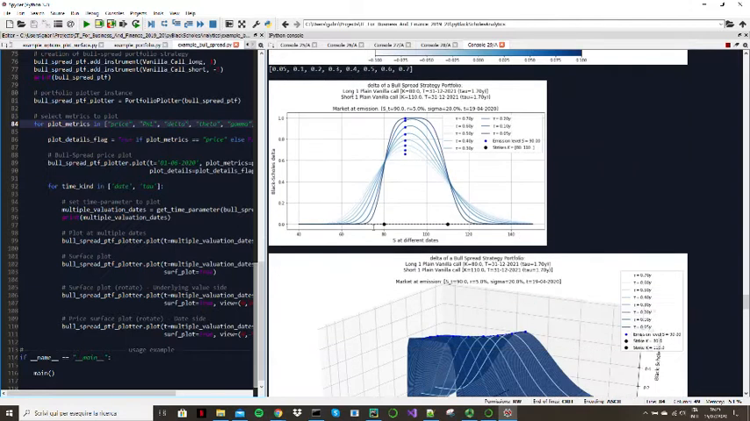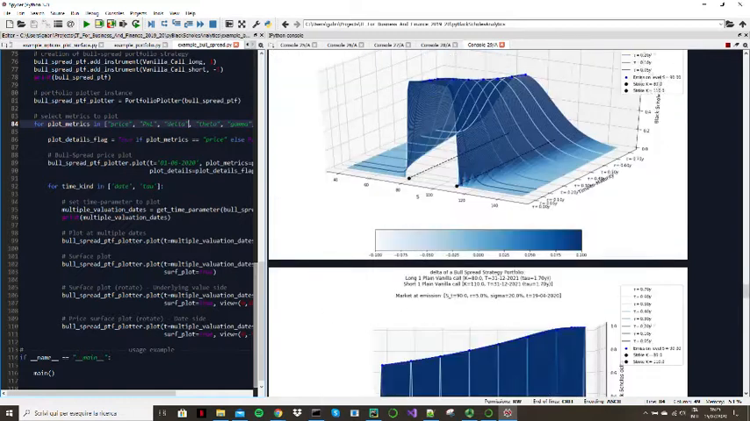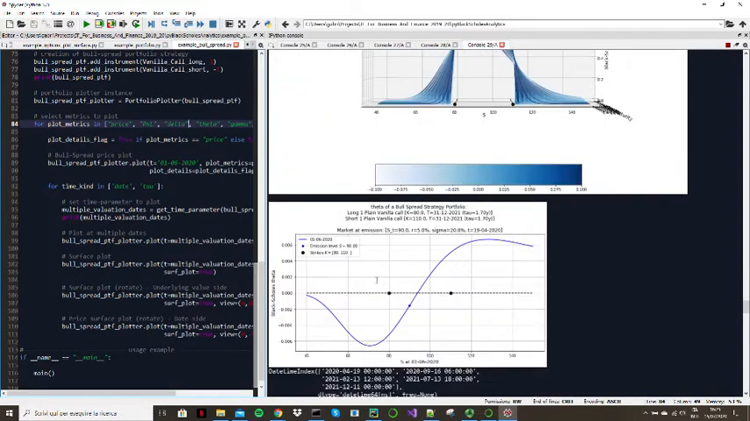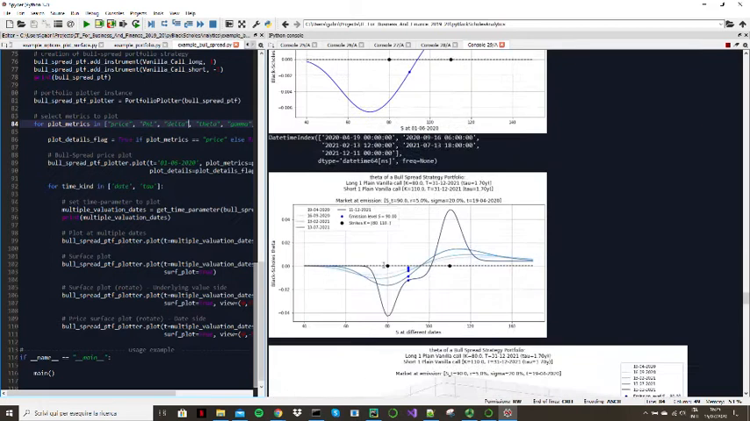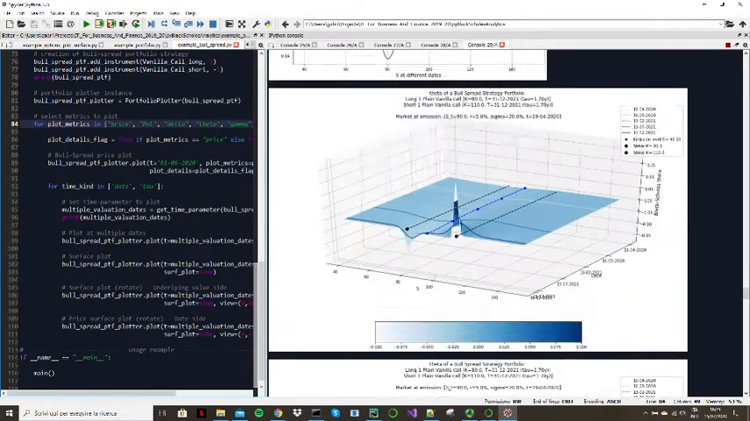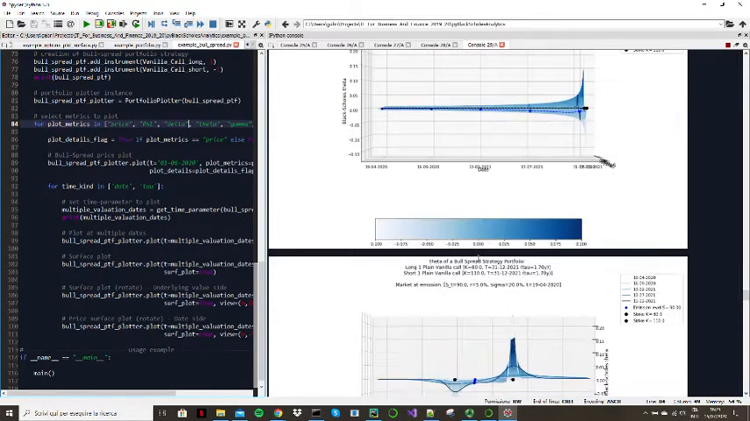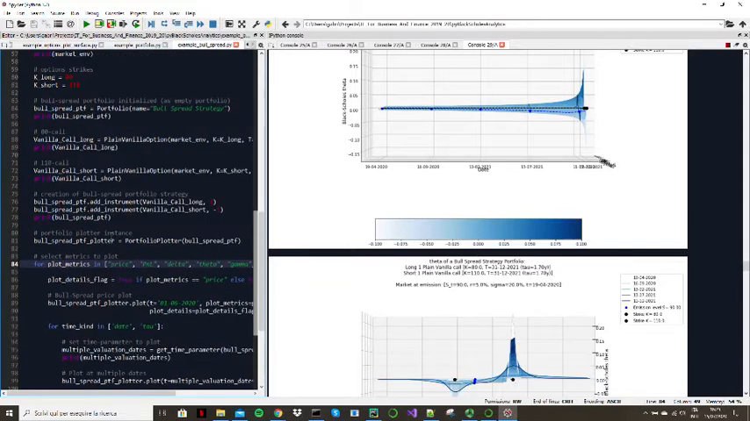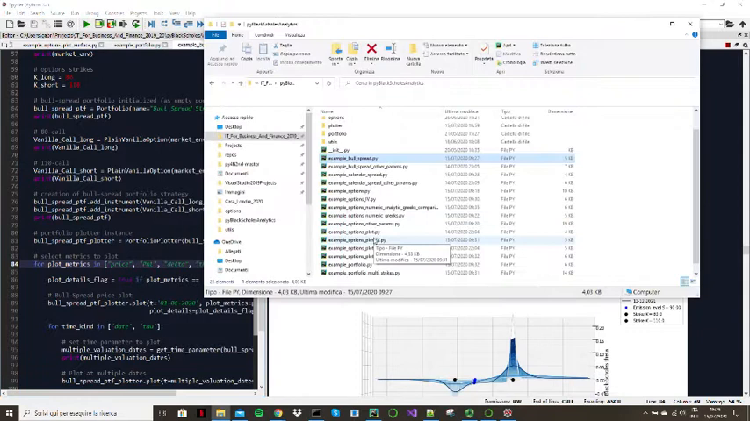This is for considering the time parameter as a time to maturity instead of dates. This is, for example, the theta of the bull spread. This is for different dates, and this is the surface plot. So basically you have the flexibility to study the dependency of your option strategies with respect to the different Greeks, etc. Okay.